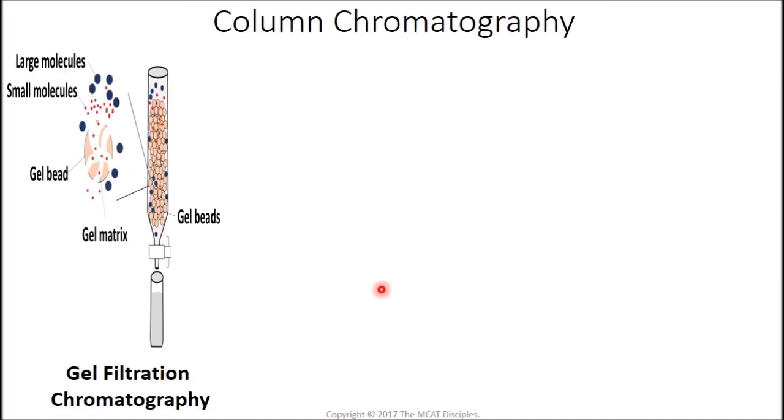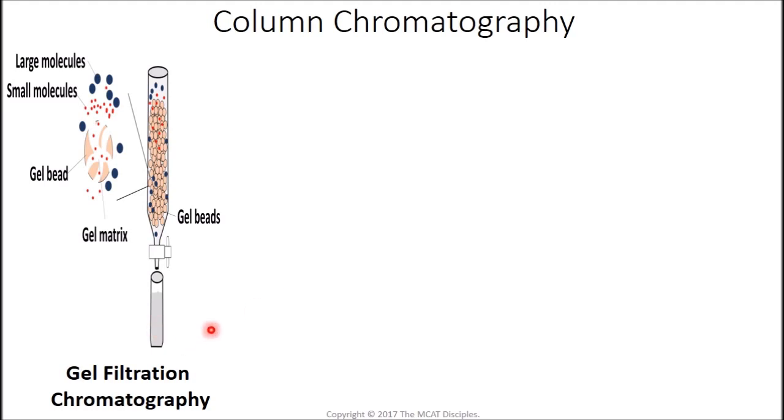Then there is column chromatography. This is much more useful and interesting to us as biochemists. All right, there's a bunch of different ones that we can talk about. There's gel filtration chromatography, there's affinity chromatography, there's ion exchange chromatography, and there's hydrophobic affinity chromatography. Let's go through each one.